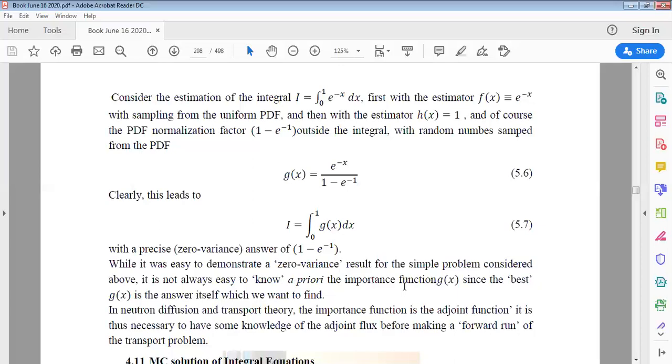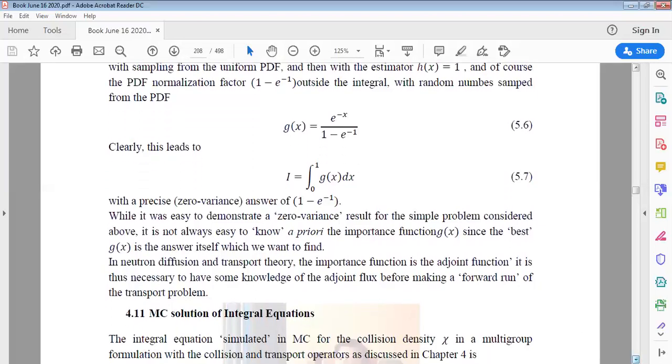For example, if f of x was 3x squared plus 4x cubed all multiplied by e to the minus x, I'd say take x e to the minus x as your PDF and normalize it, sample from there, and then solve the problem. And I assure you that you'd get a better result with less computational effort. So that would be something where the variance would be reduced.